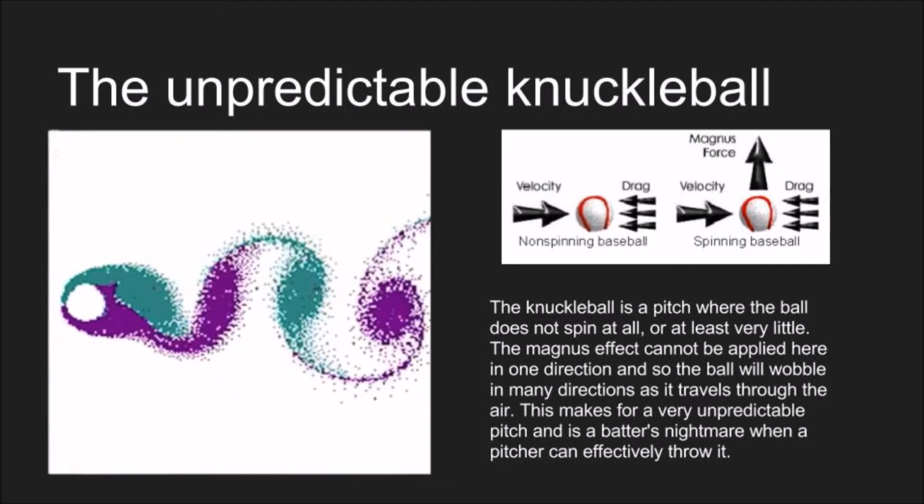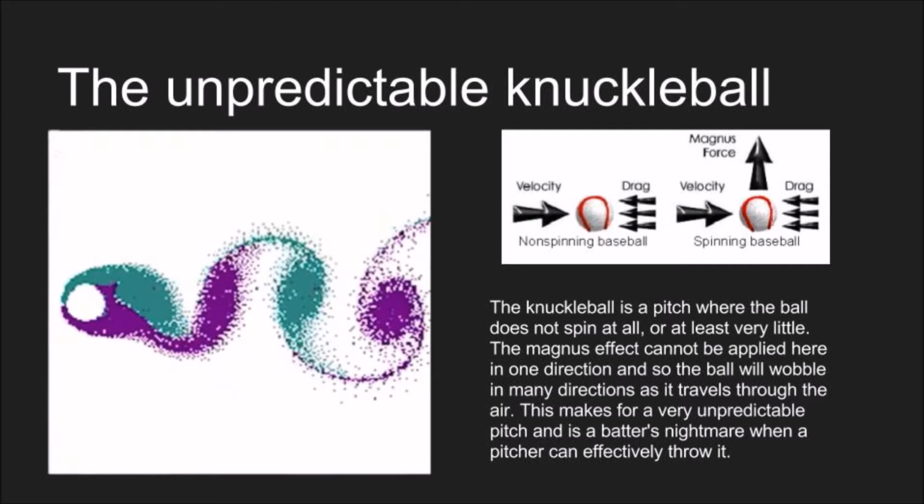Now we're going to talk about the knuckleball and its unpredictable nature. The path of the knuckleball, as shown on the left, is very turbulent and unpredictable. This pitch does not spin at all, or at least very little. The pitcher wants to make it spin as little as possible.